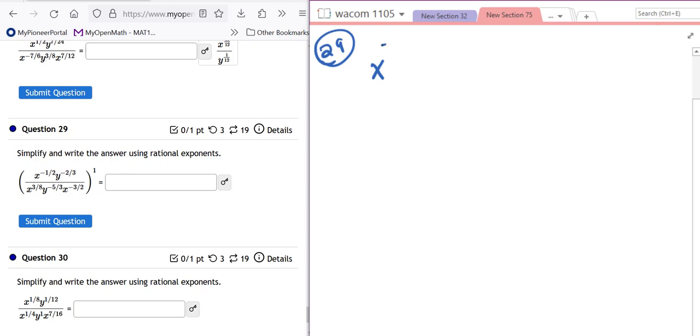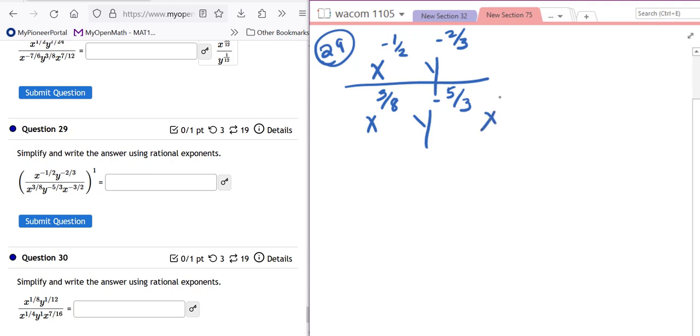So x to the negative 1/2, y to the negative 2/3, x to the 3/8, y to the negative 5/3, and x to the negative 3/2. And we're just going to eliminate the to the first power. All right. It depends on how you like to work with the exponent rules. You could keep the base and subtract top to bottom, but you got to watch your signs.